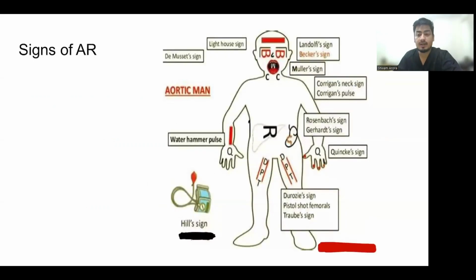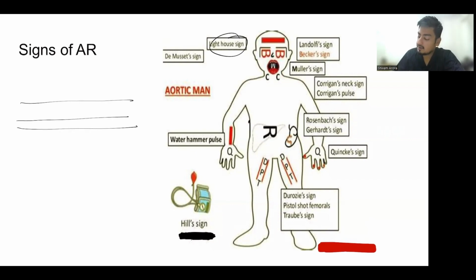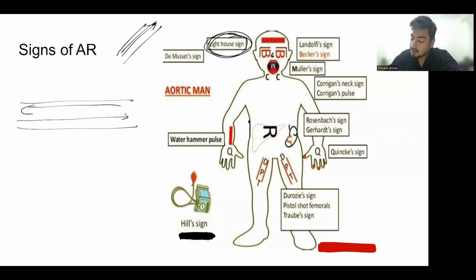Now, signs of AR from head to toe. First of all, we have this lighthouse sign. So what happens in AR is there is systolic filling of major vessels with diastolic runoff of the blood from the major vessels again into the LV. Okay? So we have this lighthouse sign in which in the blood vessels of the forehead there is systolic filling of the blood with diastolic runoff of the blood. So it appears like a lighthouse.